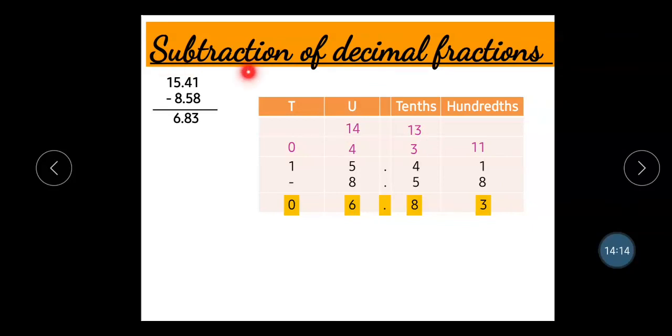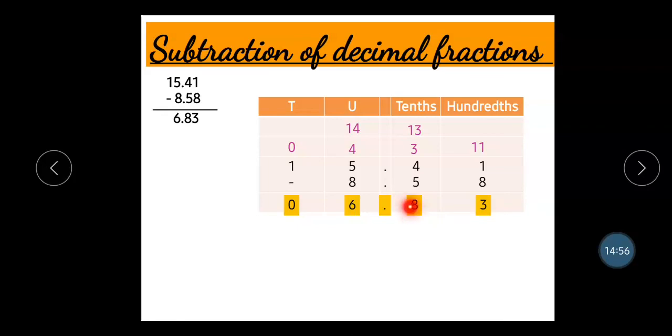Subtraction of decimal fractions. One example over here. 15.41 minus 8.58. Here we'll be doing the borrowing part, as 8 cannot be subtracted from 1. So it will become 11, as we have borrowed from 4. So 11 minus 8, we get 3. 4 is supposed to become 3, but 5 cannot be subtracted from 3. So 3 will become 13. 13 minus 5, we get 8.